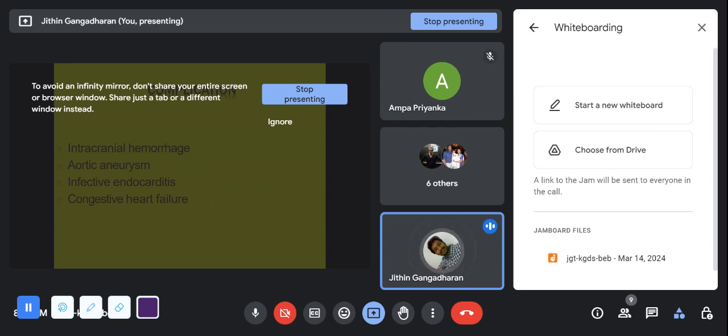This is the main complication, which leads to aortic aneurysm. Because of high pressure in the aorta, it leads to aortic aneurysm. Then congestive heart failure: when the size of the ventricles increases, it further leads to congestive heart failure. Next, intracranial hemorrhages, an IC bleed, will be there.